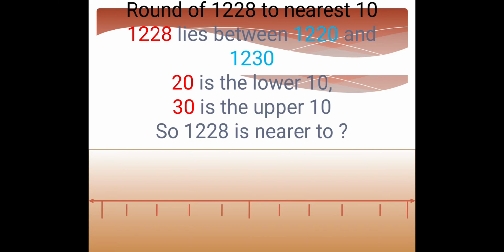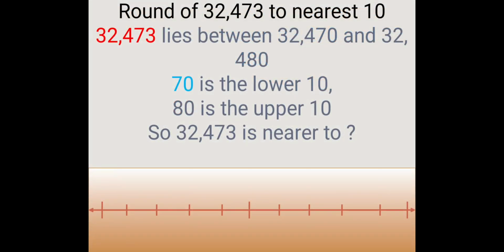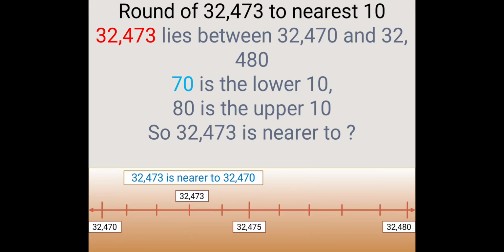We can also round numbers using the number line. So 1228 is nearer to 1230. Let us take a 5-digit number. So 32,473 is towards the lower 10 and this is the approximate value.